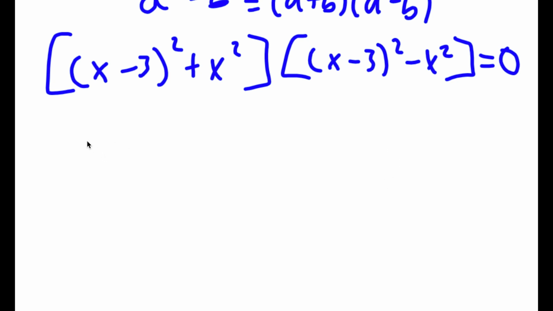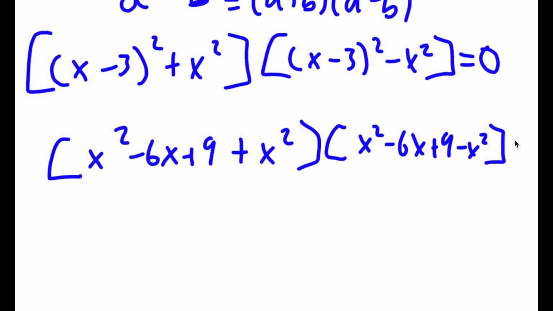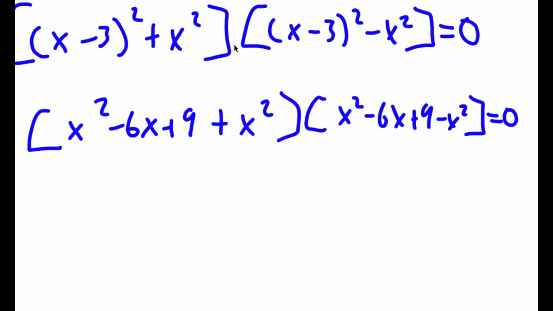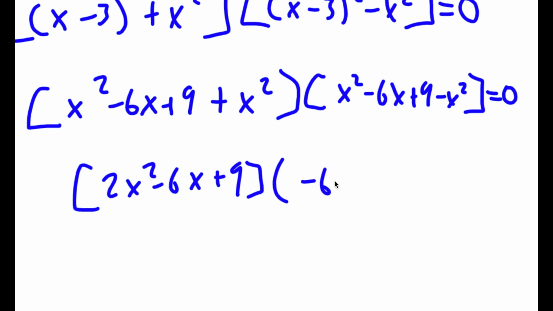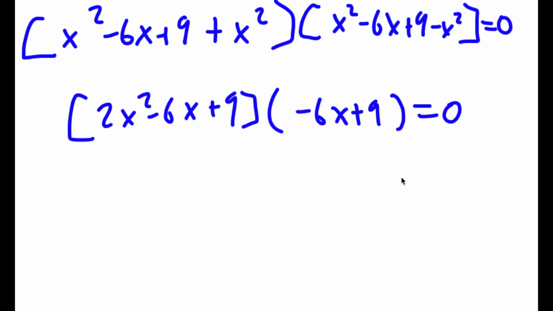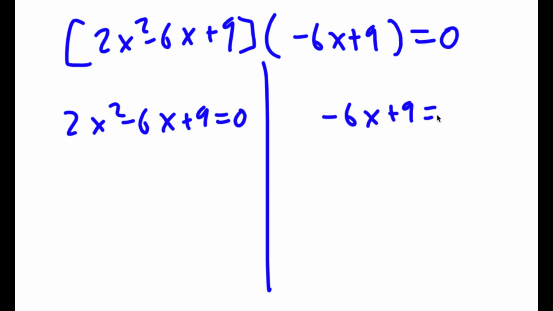And now this is the same thing as x squared minus 6x plus 9 plus x squared times x squared minus 6x plus 9 minus x squared is equal to 0, because I just expanded x minus 3 squared. So now I'm going to simplify this to 2x squared minus 6x plus 9 times negative 6x plus 9 is equal to 0. So now this gives me two equations. I have 2x squared minus 6x plus 9 is equal to 0, and negative 6x plus 9 is equal to 0.